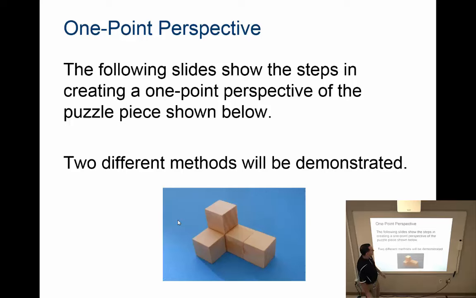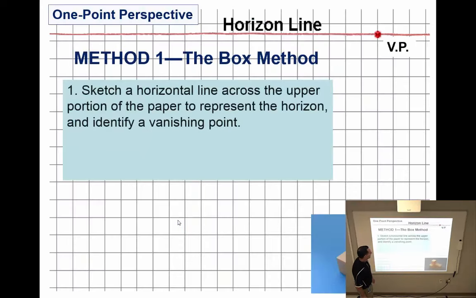So let's talk about 2 different methods for creating this same puzzle cube piece as a 1-point perspective. First method is going to be using the box method, like we talked about for our isometric drawings and for our oblique drawings. So with the box method, I'm going to draw a horizontal line across the upper part of the paper, and it's going to represent the horizon, along with 1 vanishing point. So I've identified a vanishing point on the line. The placement of this vanishing point is arbitrary, meaning that I could move this anywhere on the line and I could still create a 1-point perspective.